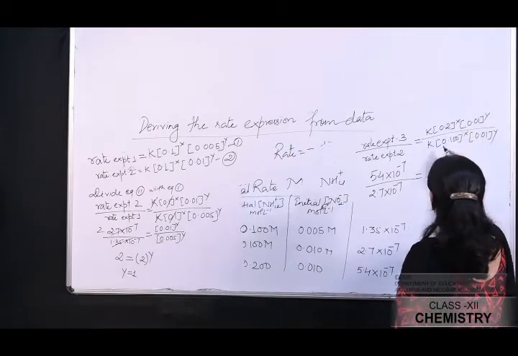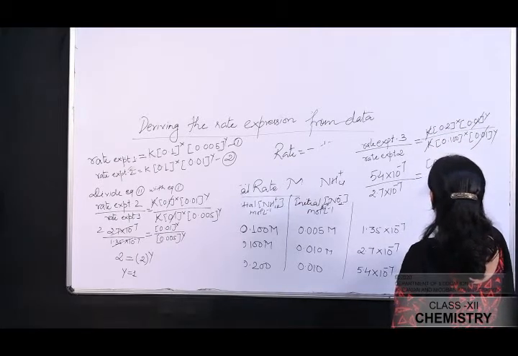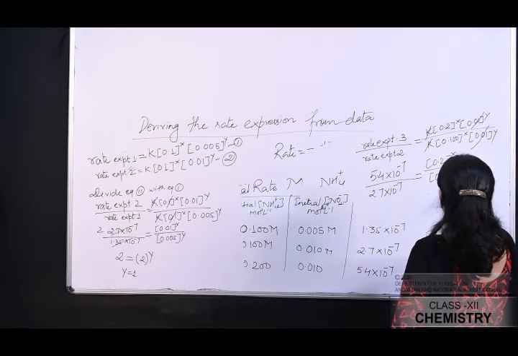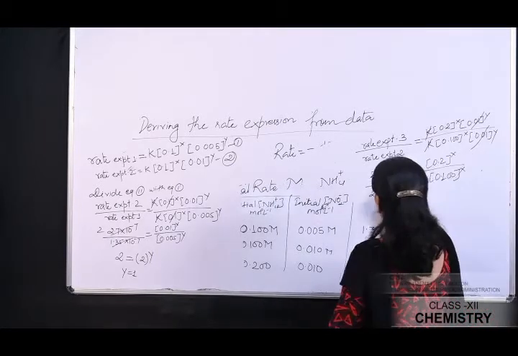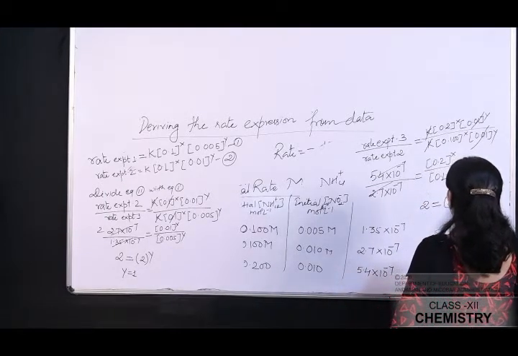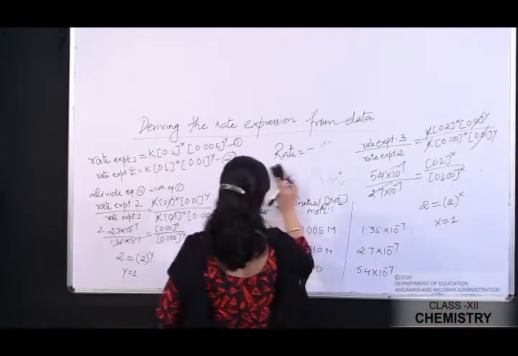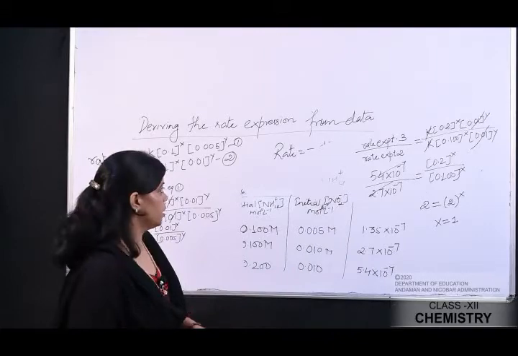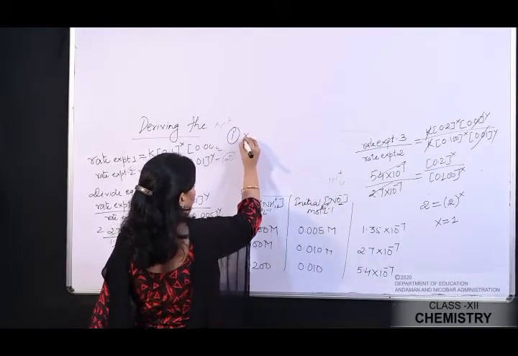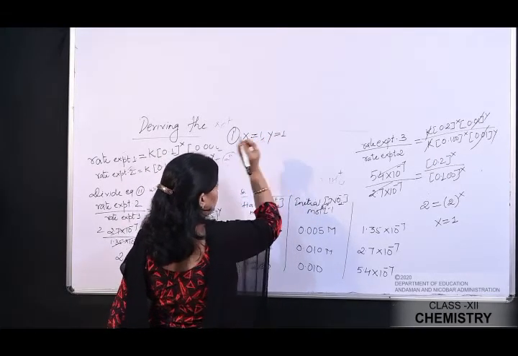So after that this term is cancelled out, and we get 0.2 power x and 0.100 power x. After solving this, we get 2 is equal to 2 power x. It means x is also equal to 1. After solving this, we come to the conclusion. What is the first conclusion? The first conclusion is that the value of the rate exponent x is equal to 1, and the rate exponent y is also equal to 1.